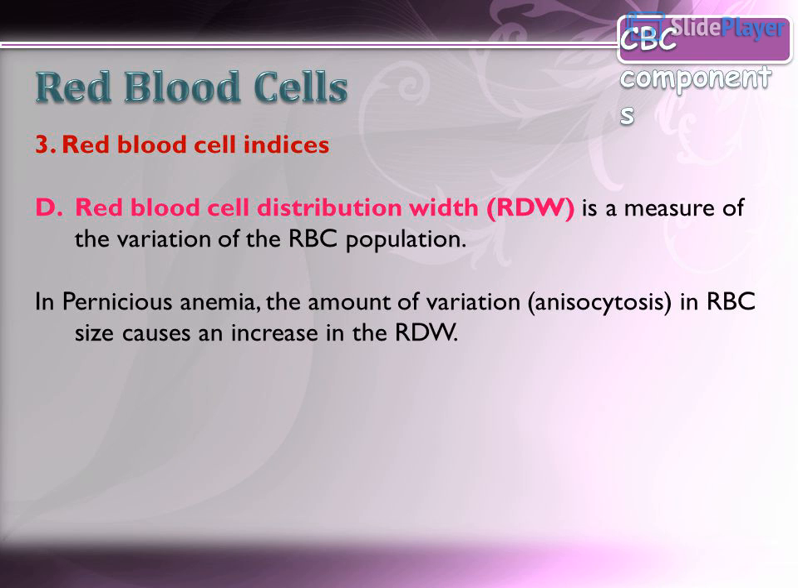Red blood cells, CBC components. 3. Red blood cell indices. Red blood cell distribution width, RDW, is a measure of the variation of the RBC population. In pernicious anemia, the amount of variation in RBC size, anisocytosis, causes an increase in the RDW.